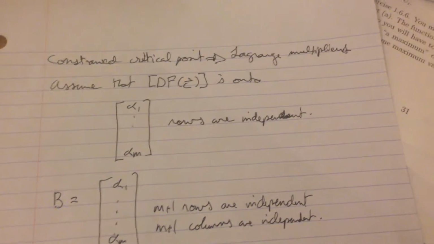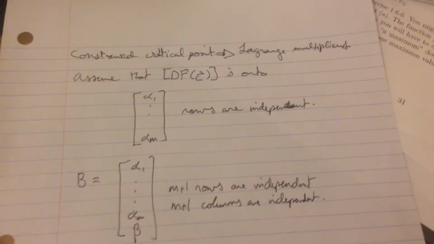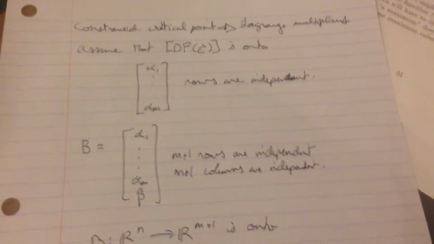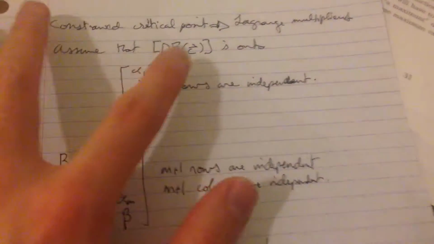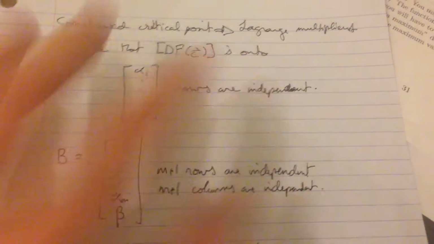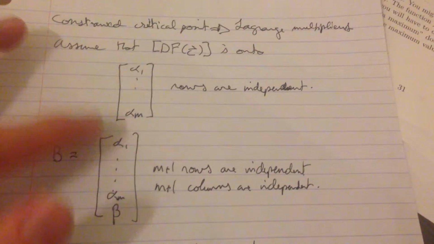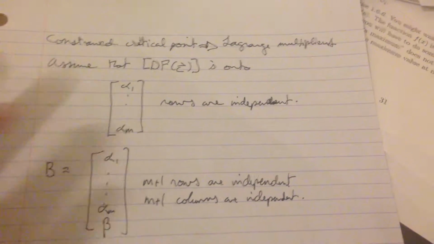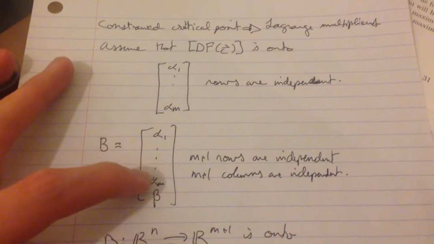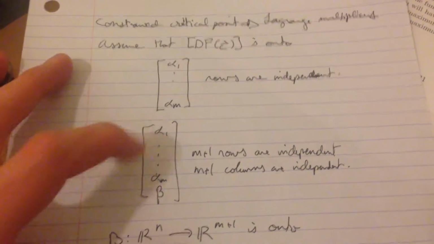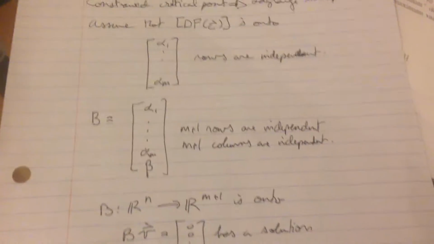The other direction is to show that constrained critical points imply that there must be Lagrange multipliers. In this case, we're going to do the contrapositive. So we're assuming, just to make things simple, that our D big F is onto. That means that the rows of D big F are all independent. Then we construct this B matrix, where we stack D big F on top of D little f.